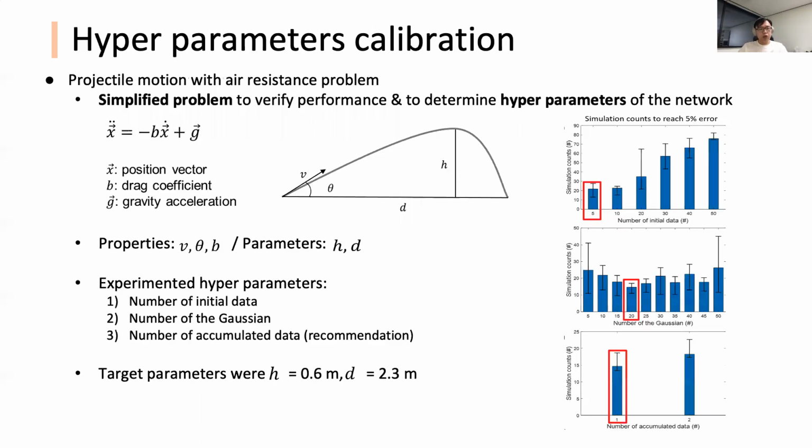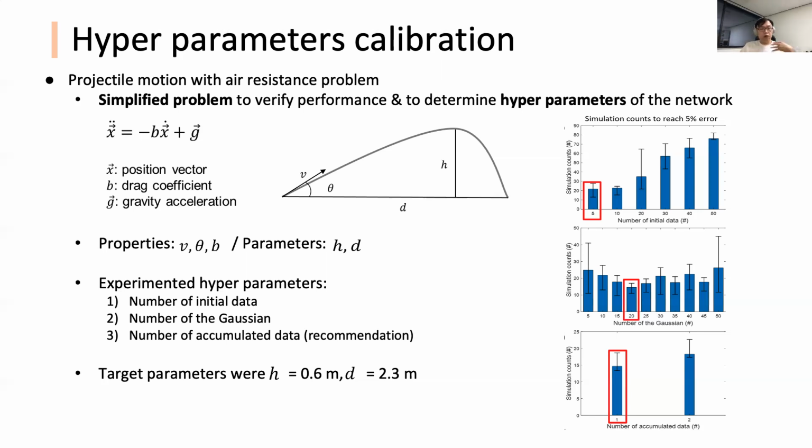In order to do that, we use a well-defined problem, which is projectile motion with air resistance. It's given by the equation that you see on the slide. What we are varying is the velocity with which we throw the projectile, the angle, and the drag coefficient of the object that we are throwing. The projectile was chosen randomly, but we want it to have a distance of 2.3 meters and a maximum height during the projectile motion below 0.6 meters.